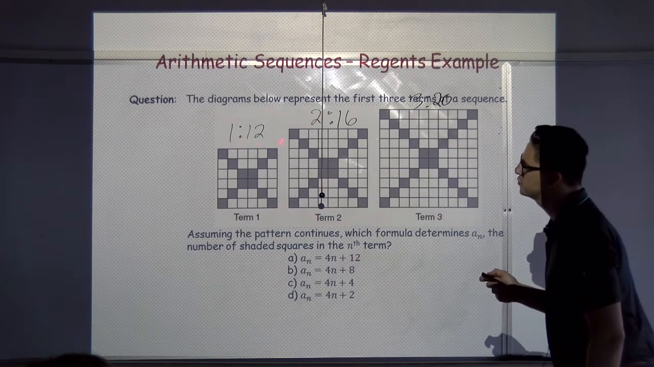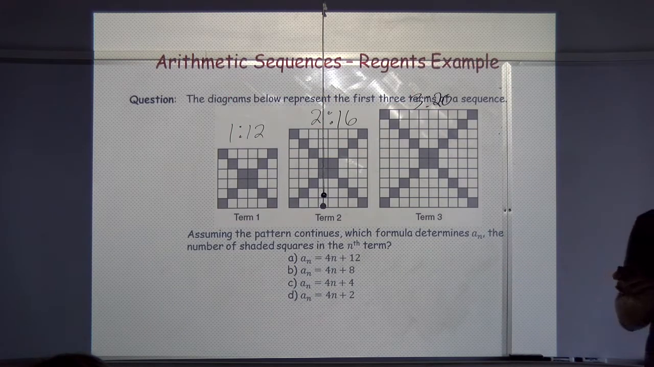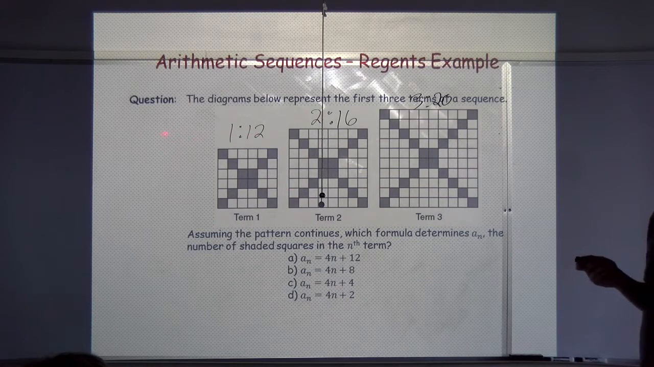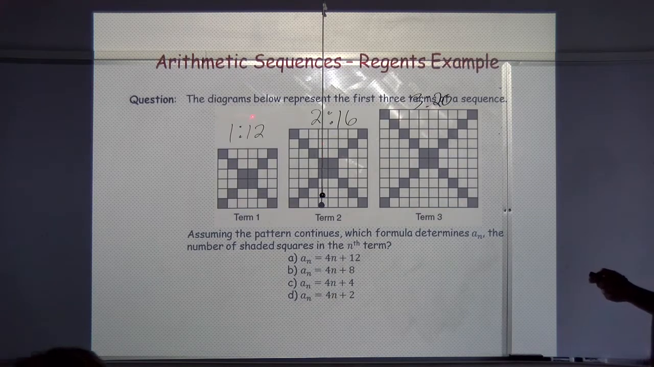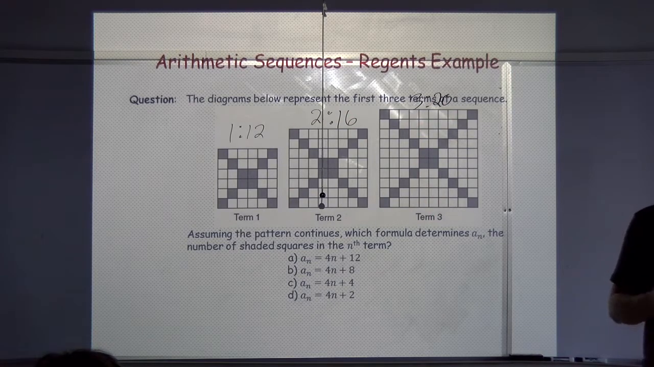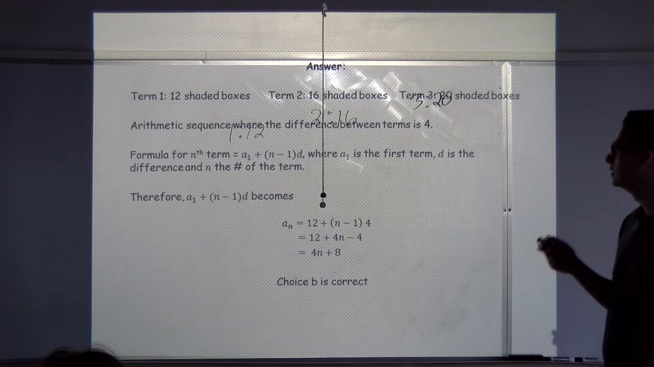So let's see, who knows why I wrote these numbers on top of each of my boxes? Perfect, right? It's your term, right? Your term 1 has 12 shaded boxes. Term 2 has 16 shaded boxes, and term 3 has 20 shaded boxes. So you can start to see the pattern there, right? Each one increasing by a certain amount.